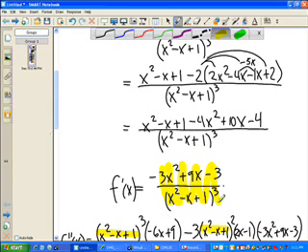So if you have the correct first derivative and you have the correct second derivative, you can set them equal to 0 and find your intervals of concave up and concave down. And that's why the answers are so weird in the back of the book.